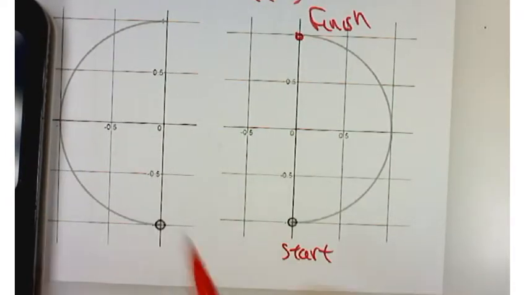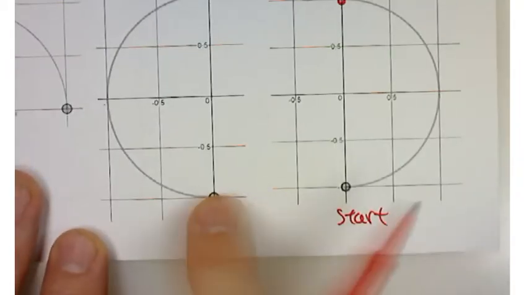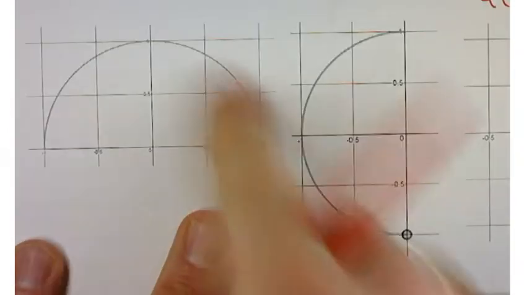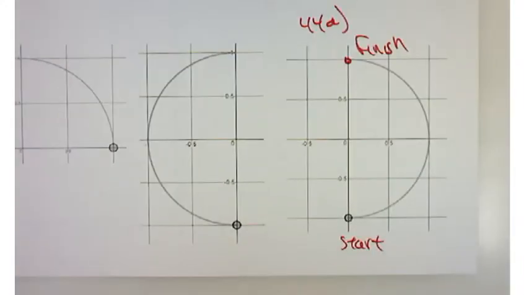You could, if you wanted to spend a little time, come up with orientations that start out here and finish here, or start out here and finish here. There's a lot of ways you can parameterize a circle, so you're really only limited by your imagination on this one.